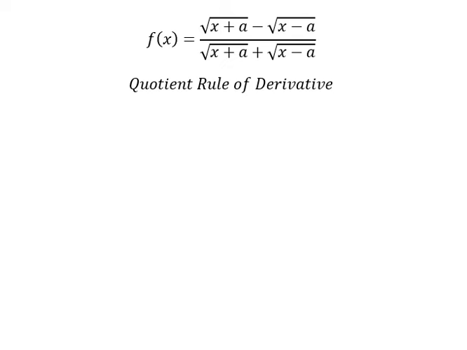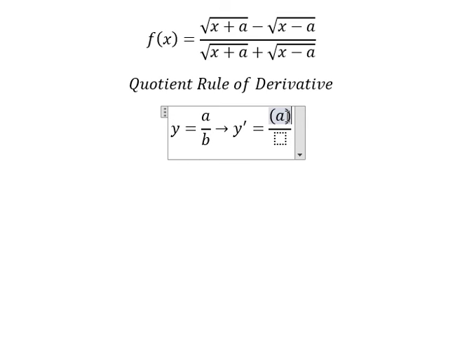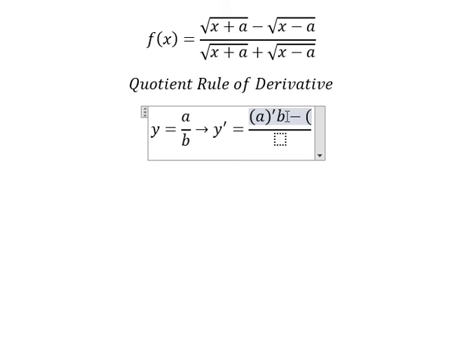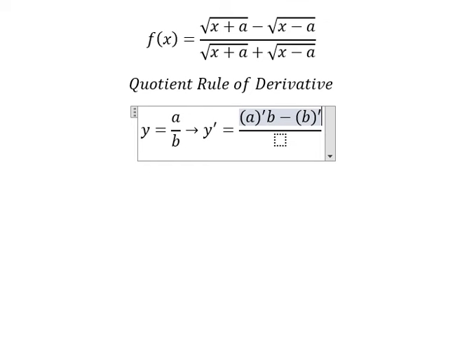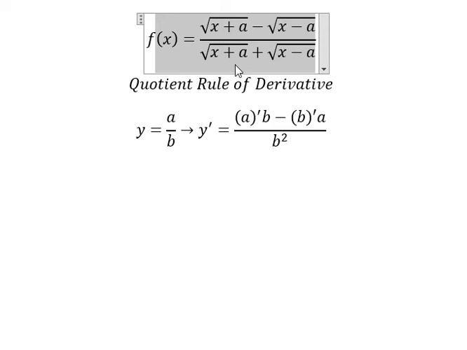So that means when y equals a over b, if we do the first derivative of this one, we do the first derivative of a multiplied by b, minus the first derivative of b multiplied by a, over b squared. Now we can apply that in here.